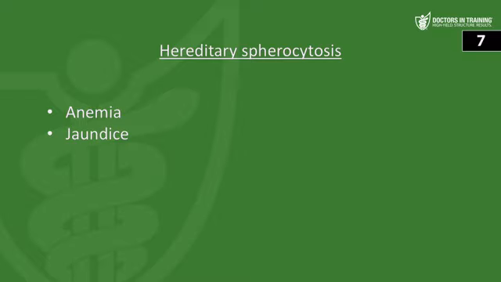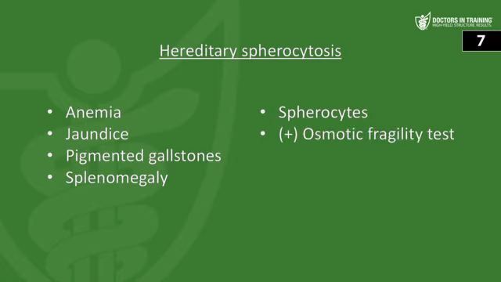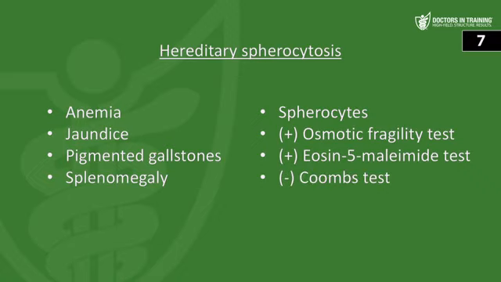And then with all that bilirubin, you're more likely to have pigmented gallstones. You might see splenomegaly, and you also see spherocytes on the peripheral smear. You can make the diagnosis with a positive osmotic fragility test or the eosin-5-maleimide test. But Coombs test will be negative because there are no antibodies involved here.